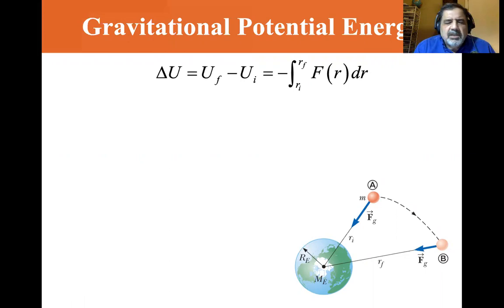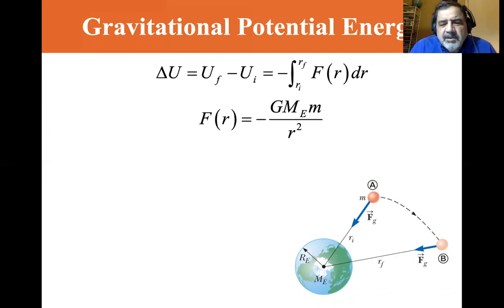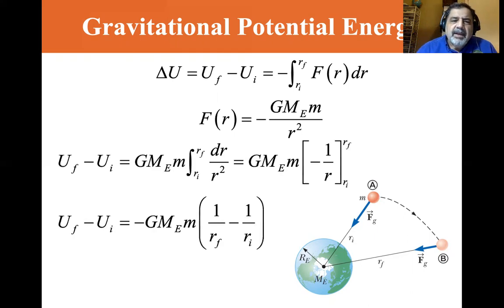So the change delta U is equal to minus the integral from R initial to R final of F(R) dr. Well, F(R), the force, is a function of... it's an inverse squared relationship. So F(R) is equal to minus G, the gravitational constant, times the mass of the Earth times the mass of the object that we're looking at, divided by the radius squared.